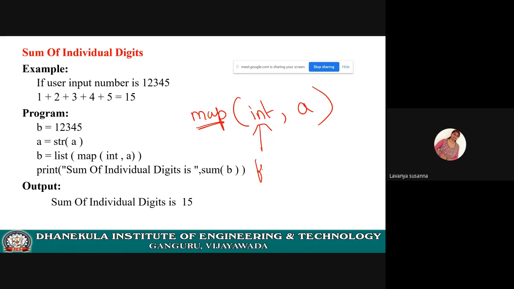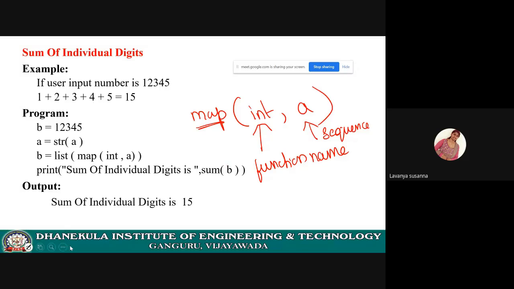First argument must be function name. Second argument must be some sequence which can be iterable. That means you can access individual characters. String, you can access individual characters; list, you can access individual elements; tuple, you can access individual elements. So the second argument must be either a string, a list, a tuple, and so on. All these sequences you can use as a second argument.